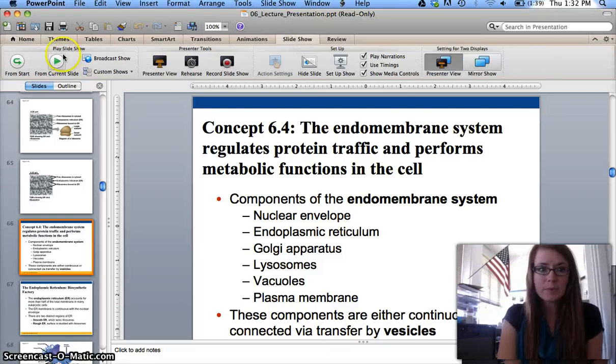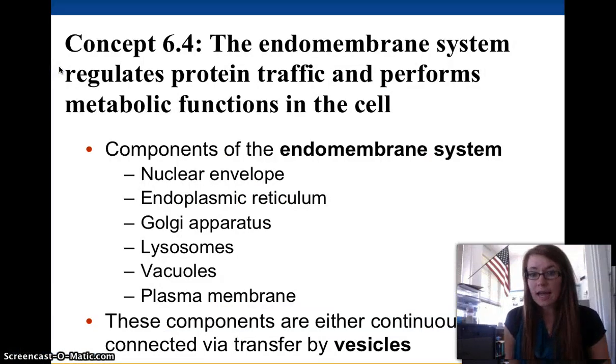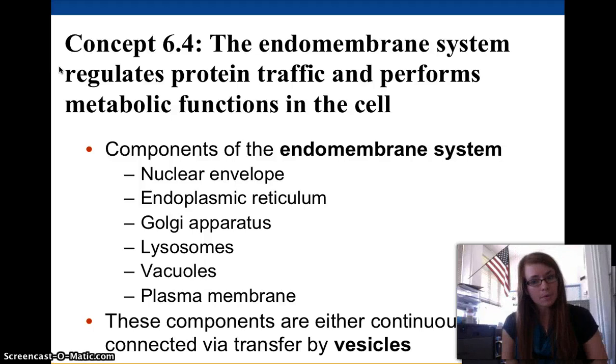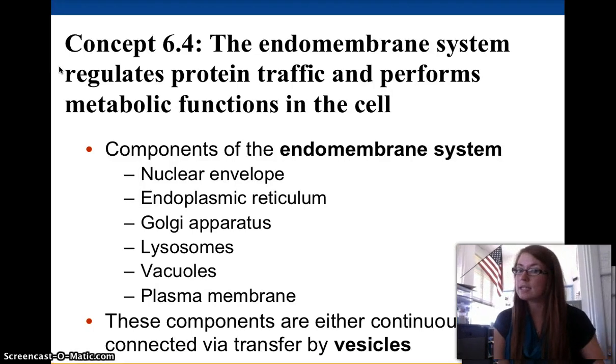Section 6.4 is about the endomembrane system. Remember that eukaryotic cells have a lot of membrane-bound organelles, and that prokaryotic cells do not have these. This is what we're talking about here. In addition to the nuclear envelope, which we just learned about last section, these are all of the membrane-bound organelles.